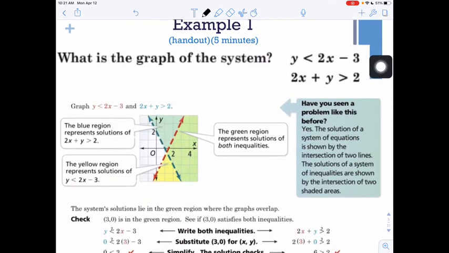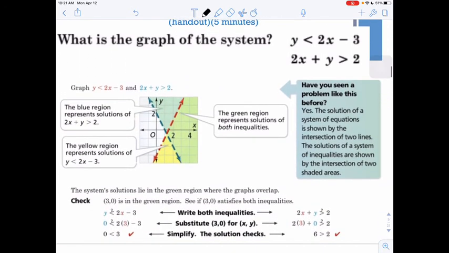The work for this problem is written out on the next slide, including a check down at the bottom. So if you would like to check that you have picked the right region, you can choose any point within this region. They chose the point 3, 0 right here. If you plug in 3, 0 to both inequalities, you should get something that comes out true. Otherwise, you have done something incorrect. So if we plug in 3, 0 for x and y, one of our inequalities ends up with 0 is less than 3, which is true, and our other inequality ends up with 6 is greater than 2. So the point 3, 0 does indeed work for both of these inequalities, which means this is the correct region.